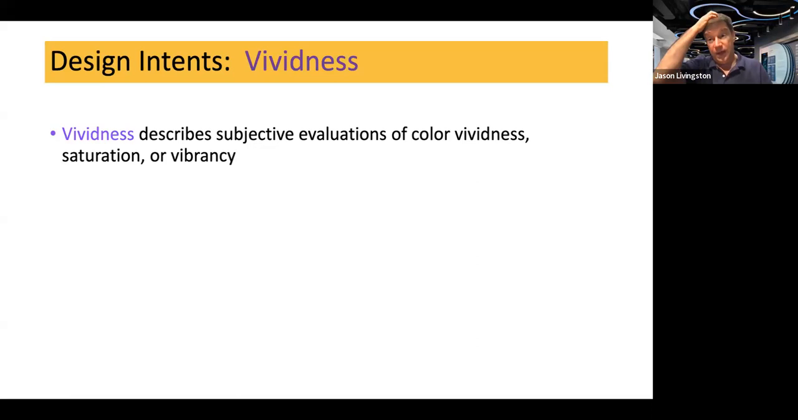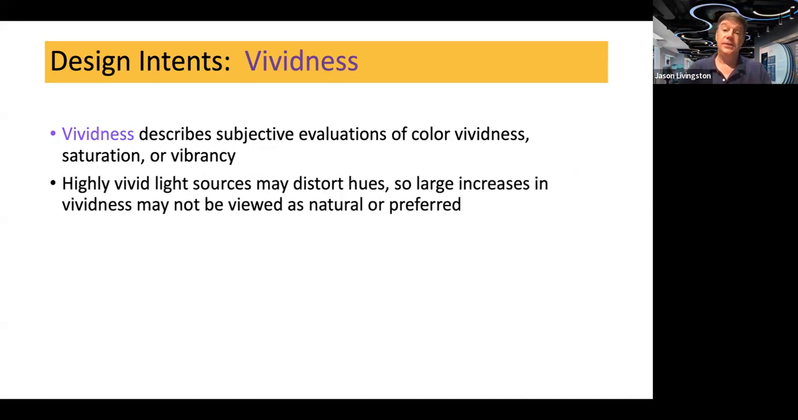And the final design intent that we know we can achieve and evaluate with TM-30 is vividness, right? Basically, is this light source causing broad enhancement of chroma or of saturation or of vibrancy of colors? We do want to keep in mind that the chroma enhancement in the vividness design intent exceeds that of the preference design intent. And so we may find that at very high levels of vividness, colors become distorted. They might not be preferred anymore. They might be perceived as cartoonish, if you will.